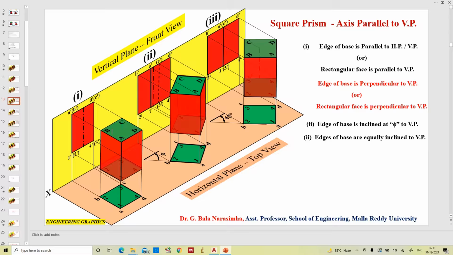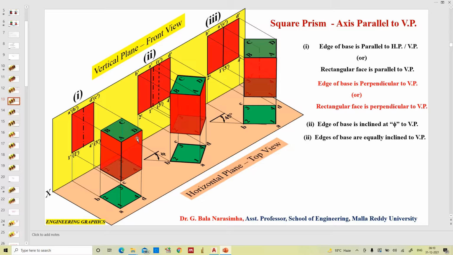Among these four, BC and AD are the two edges parallel to vertical plane, and BA and CD are the two edges perpendicular to vertical plane. You can see this one, edge of the base is perpendicular to vertical plane. So no need to draw individually. So when the two sides are parallel, the other two sides will be perpendicular. So for the two cases the projections will be the same.